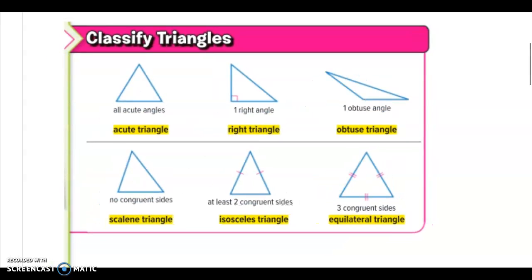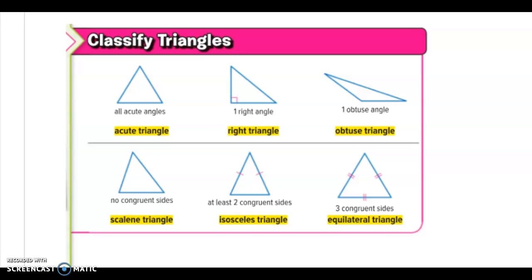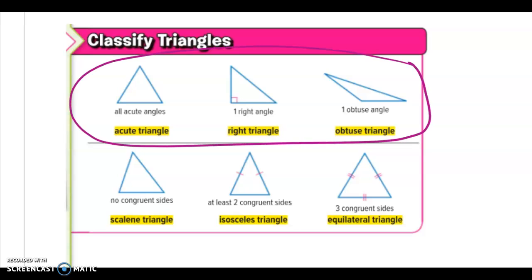So the top 3 are based on angles. If you want to circle here, you can write that this is based on the angle measurements. Our first example is acute triangles, all acute angles, meaning all of the angles have to be less than 90 degrees. Whereas a right triangle has one right angle, and then an obtuse triangle has one obtuse angle. Remember, an obtuse angle has to be bigger than 90 degrees.